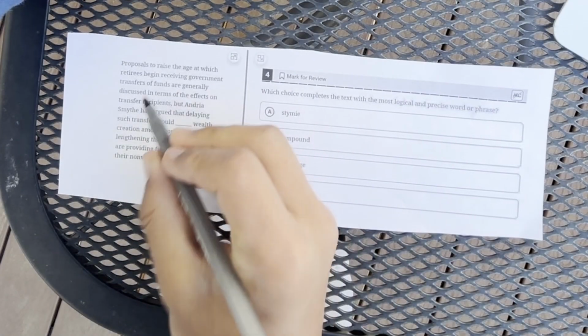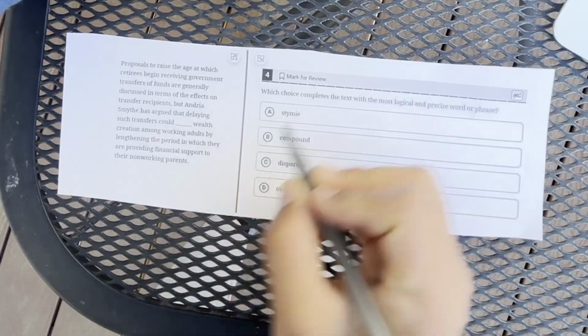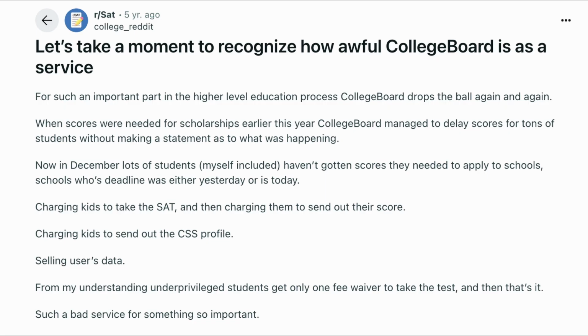Which one is it? Which one is it? You can't decide. You circle C and you move on. Guess I have to retake the SAT for the fifth time now.